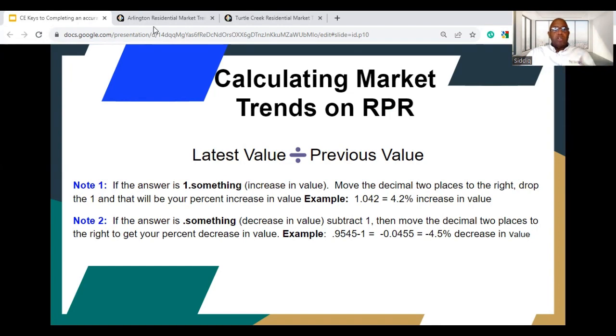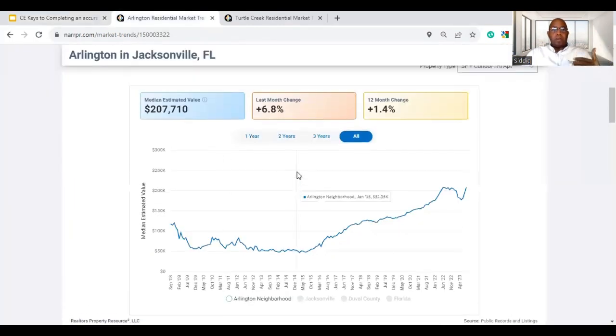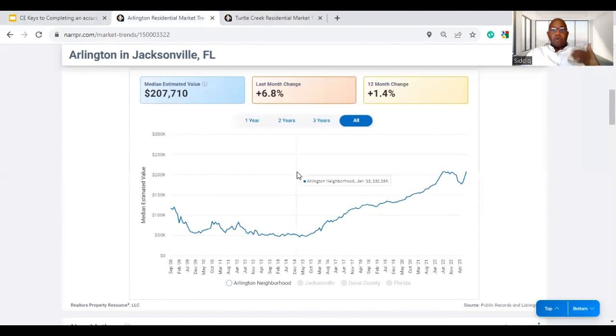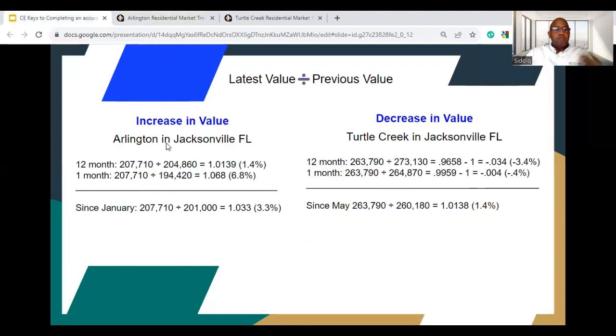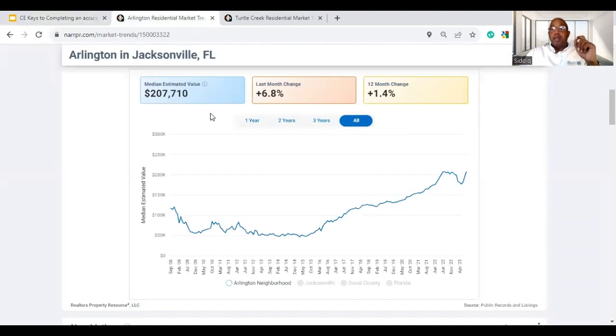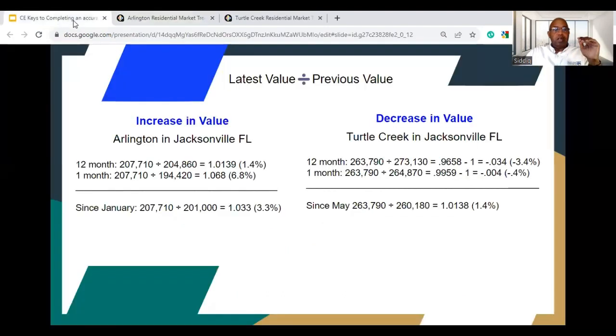Let's take a look at an example so you can see clearly what I'm talking about here. Again, let's look at Arlington. Remember, we only have 12 months and we have 1 month. But I want to find out what was the increase or decrease since January. RPR doesn't give us that, but let's take a look at our example. Here's my example here, Arlington and Jacksonville, 12 months. Before I do January, what I want to do is verify that the formula works. I want you to take a look at that first.